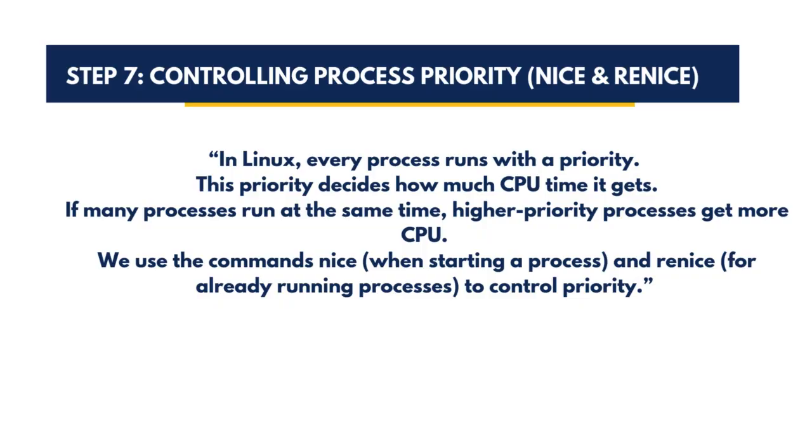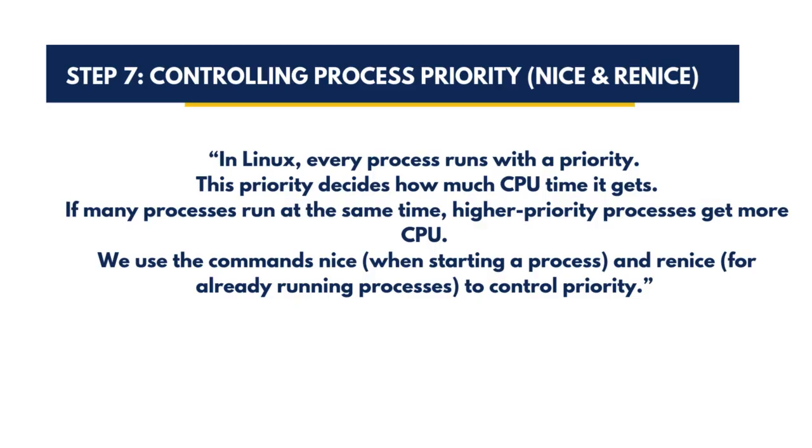Step 7. Controlling process priority, nice and renice. In Linux, every process runs with a priority. This priority decides how much CPU time it gets. If many processes run at the same time, higher priority processes get more CPU. We use the command nice when starting a process, and renice for already running processes to control priority. Default processes run with niceness 0.